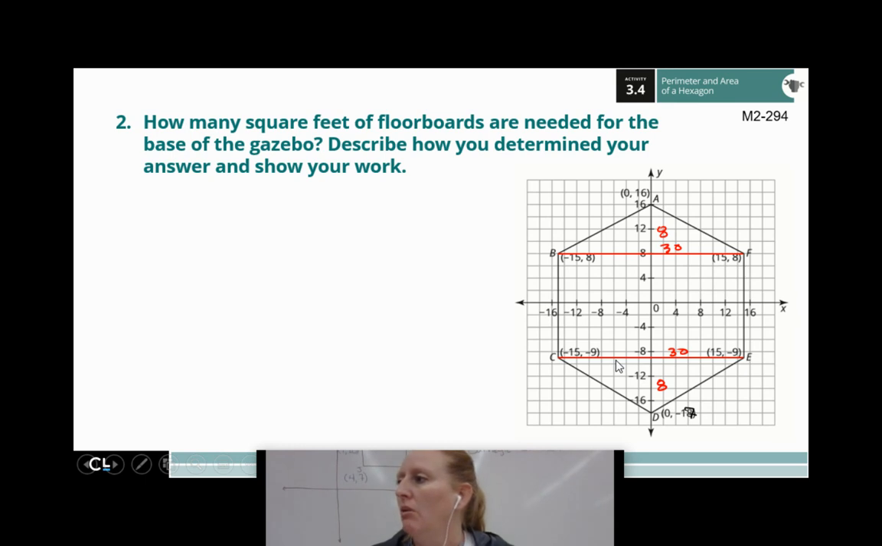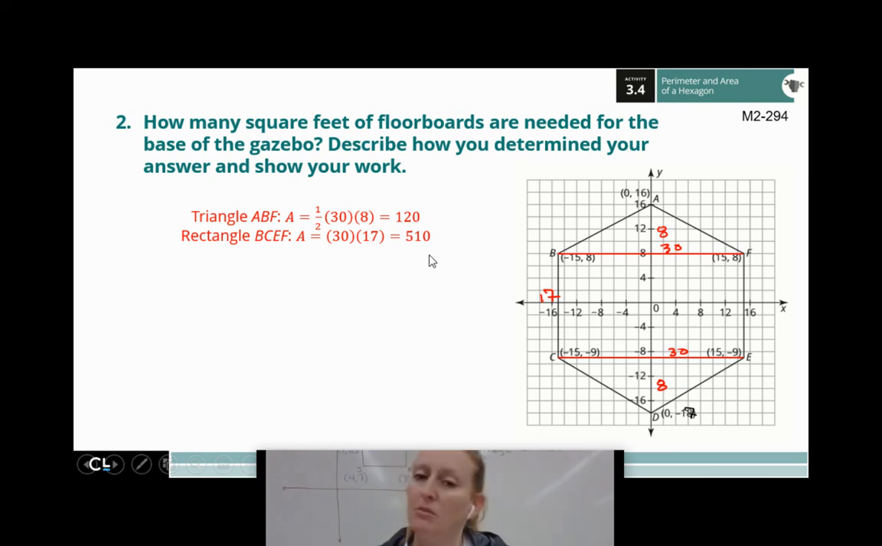So, we already know that this height is 17. We already found that side earlier. I think we have everything we need. So for the top triangle, 1/2 base times height. 1/2 times 30 times 8 gives me 120. For the rectangle in the middle, it's just base times height. 30 times 17, which gives me 510.